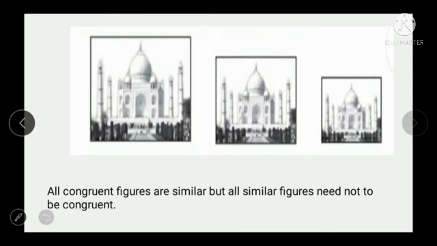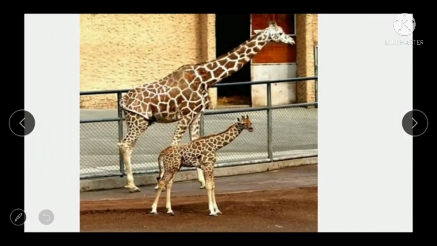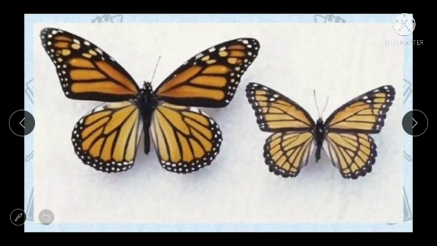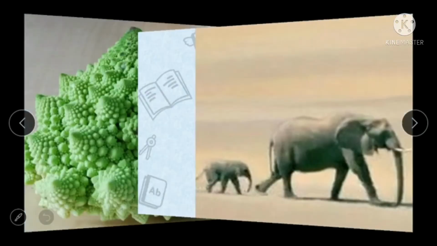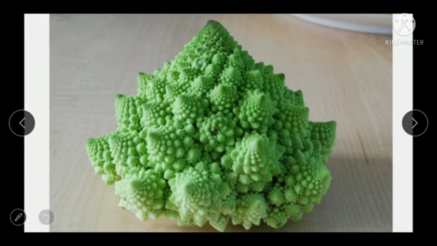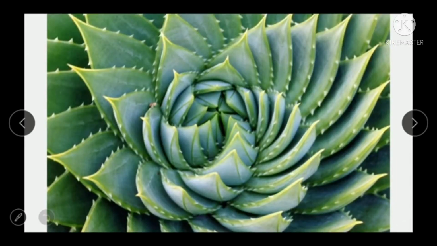We can take more examples. In this picture, I have one big and one small giraffe, one big and small butterfly, they are also similar. Baby elephant and mother elephant, they are also similar. In this object, every pattern has the same shape, but the size is different. Hence, each pattern is similar but not congruent. And now, we have these petals of the same shape but not the same size. So, they are also similar but not congruent.